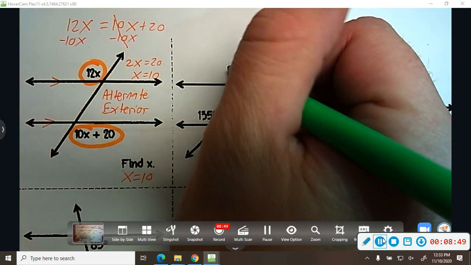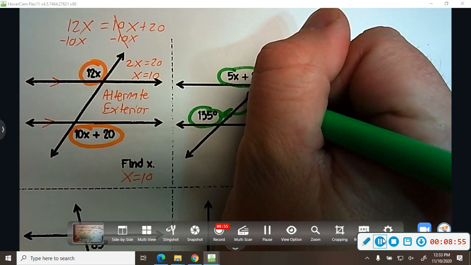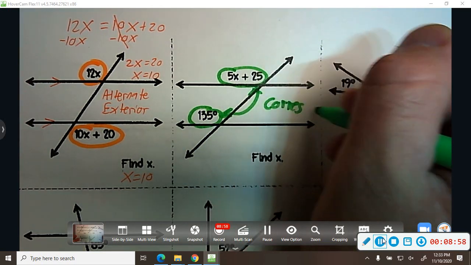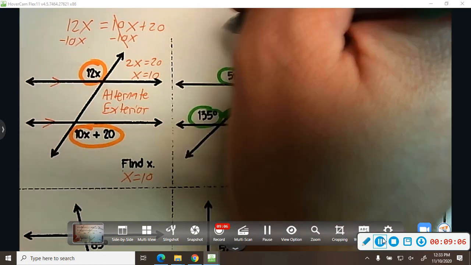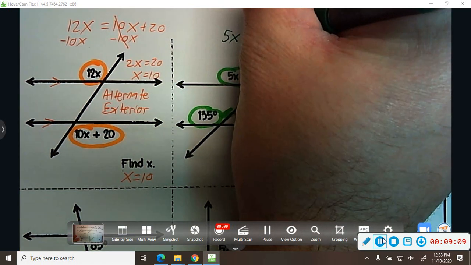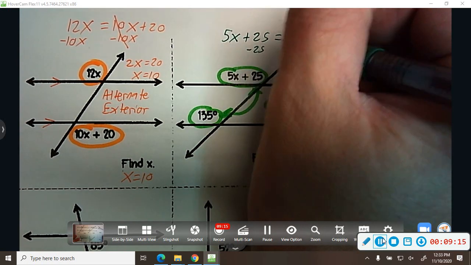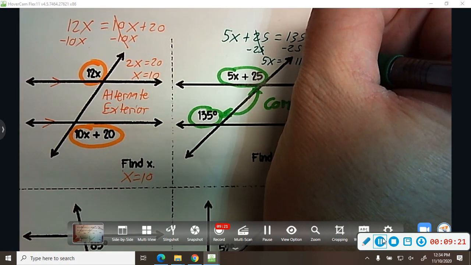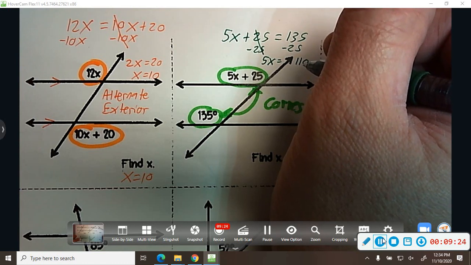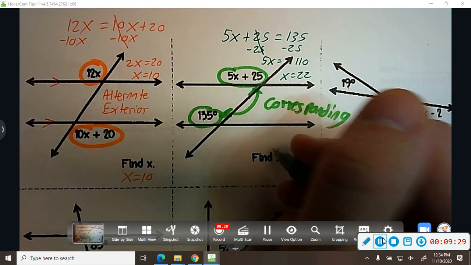Next, we have this one and this one. The relationship between them, those are corresponding. We know corresponding angles are congruent by the corresponding angles postulate. So I could say 5x plus 25 is 135, minus 25 from both sides. I get 5x is 110, divided by 5, and I get 22. So x equals 22.